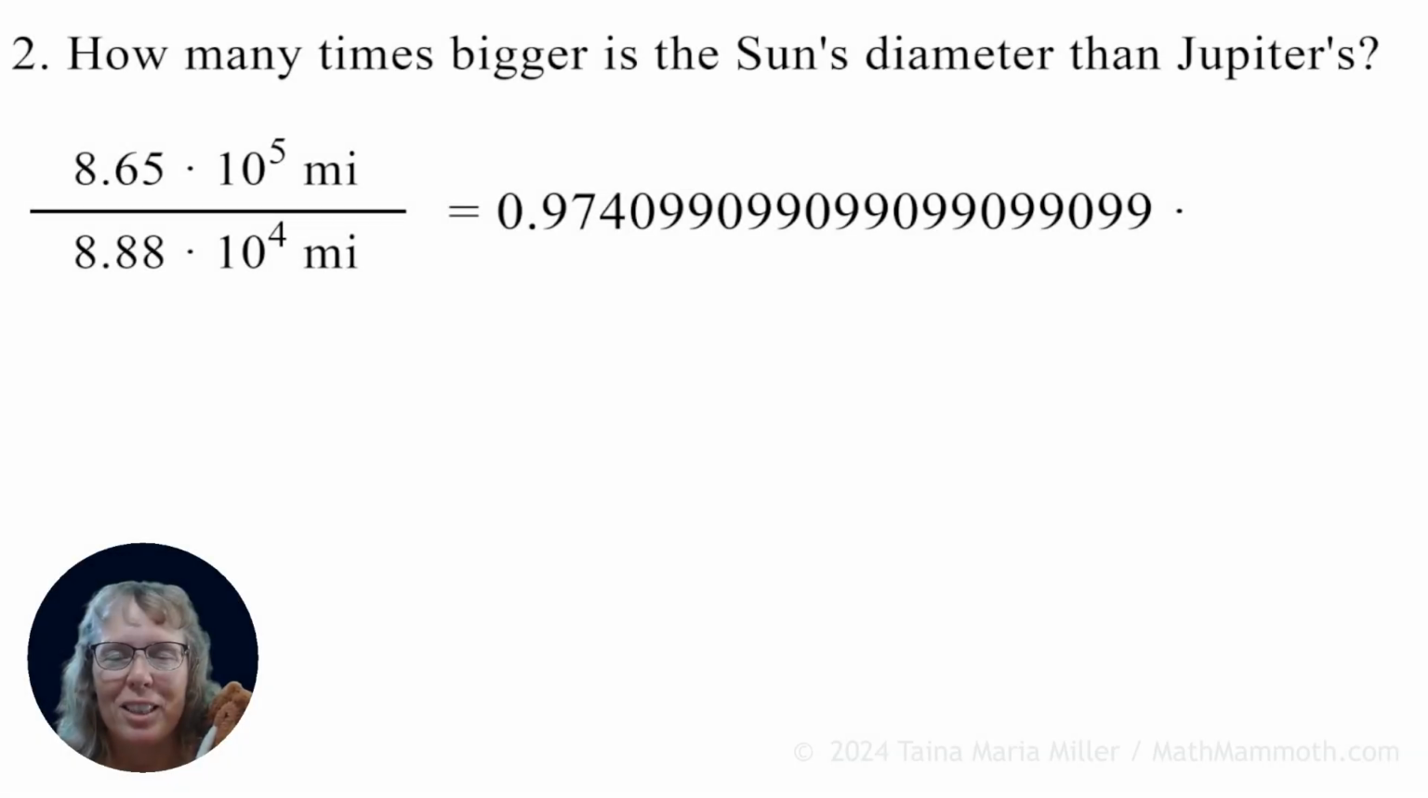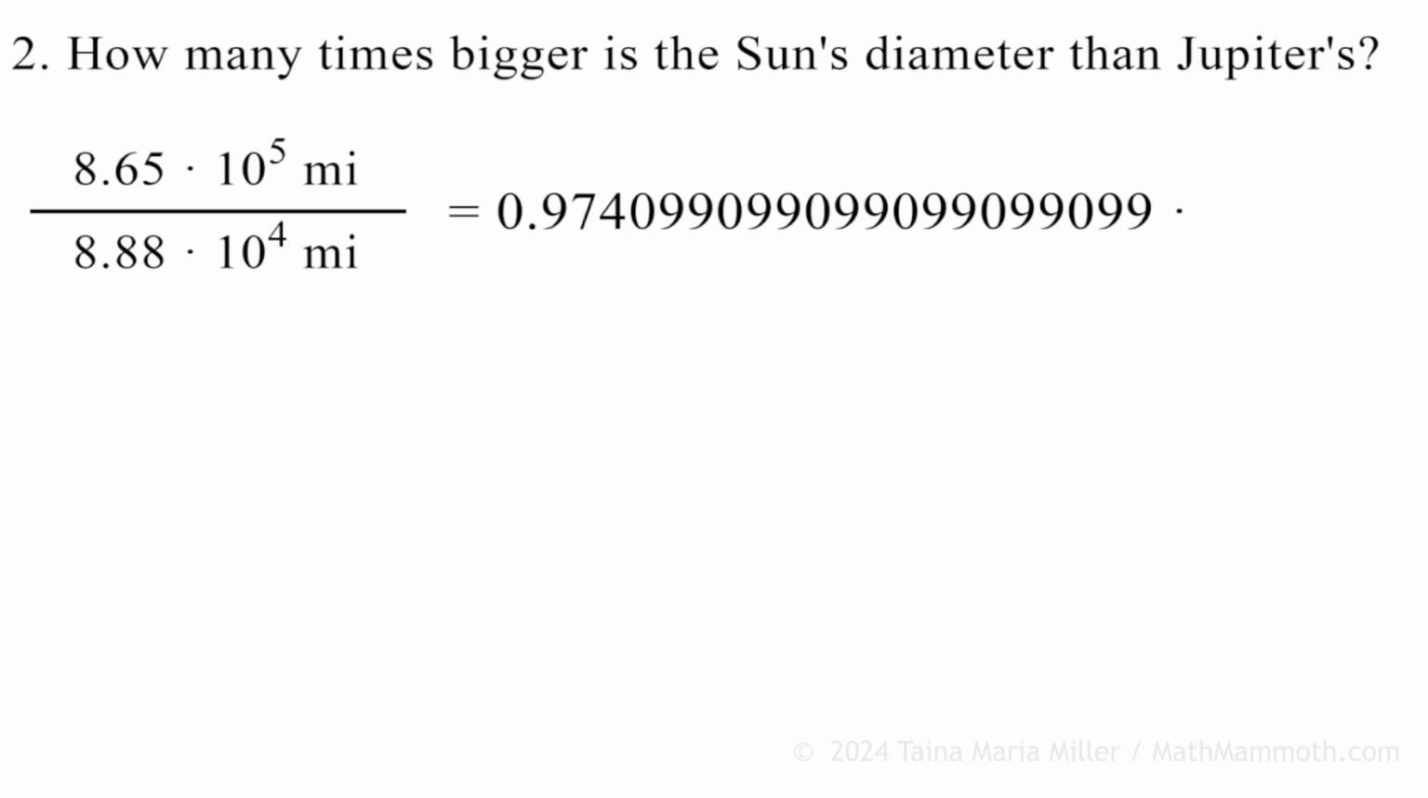Okay, and now let's look at that multiplicative comparison. How many times bigger is the Sun's diameter than Jupiter's? Here we have at the top Sun's diameter, and then at the bottom the smaller number, which was Jupiter's diameter. And we divide to find how many times the Sun's diameter is Jupiter's diameter. I have already done the calculation on the calculator, taking this divided by this. So that's this long decimal number.